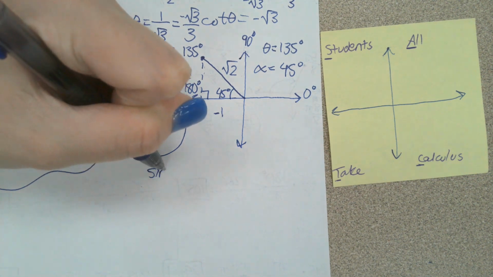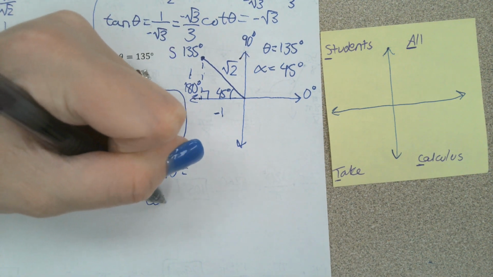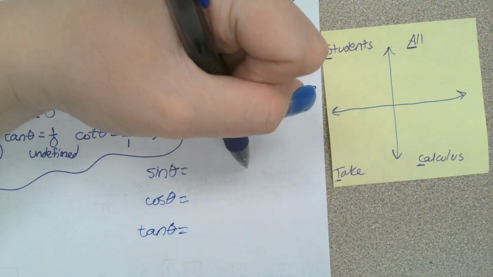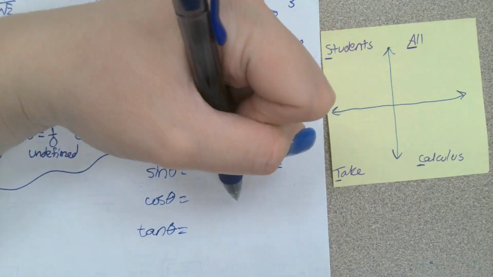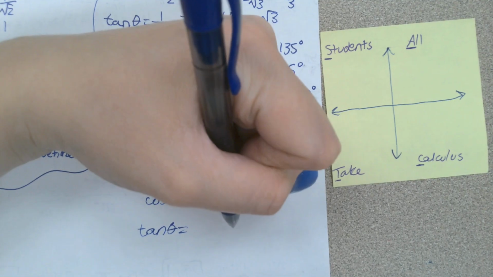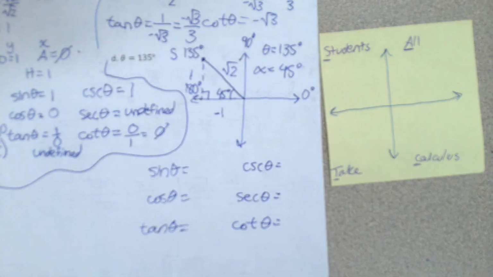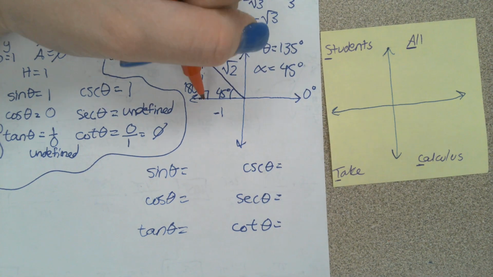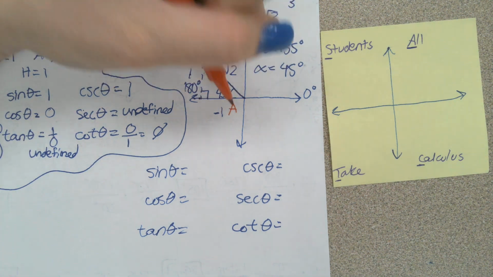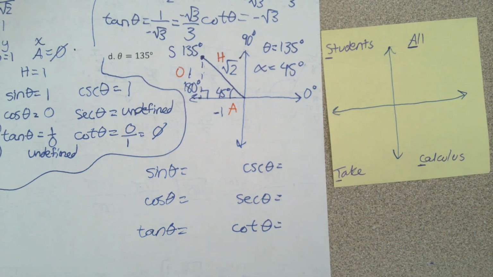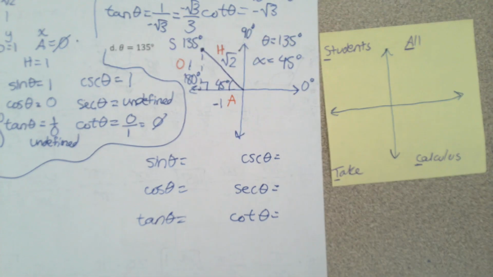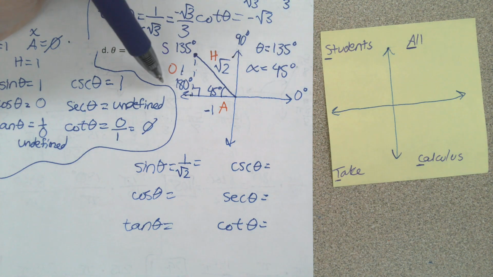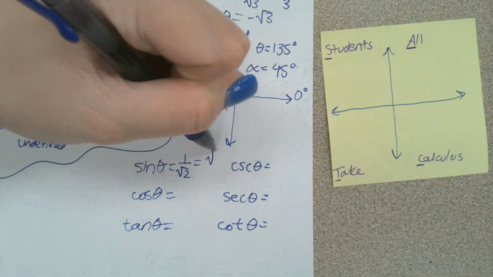So I have sine of theta, cosine of theta, tangent of theta, and their opposites: cosecant, secant, cotangent. And for good measure, let me label. H, hypotenuse, is across from the 90. A is on the x-axis, O is on the y. All right, O over H. That's 1 over rad 2. If I rationalize this denominator, I end up with rad 2 over 2.